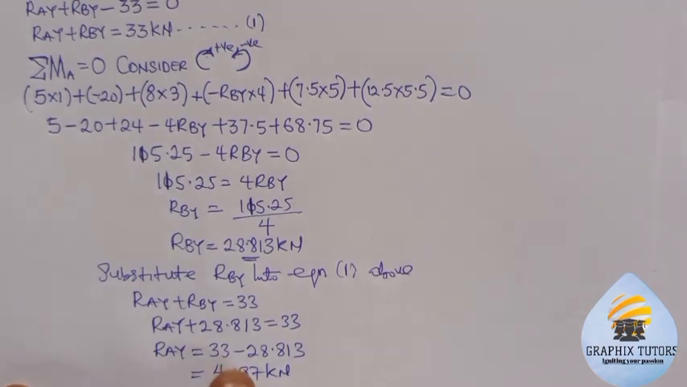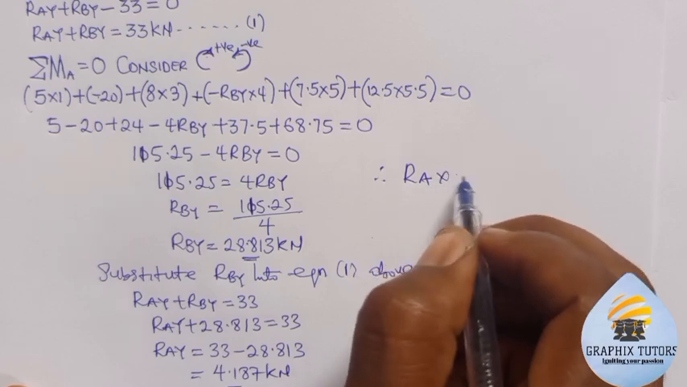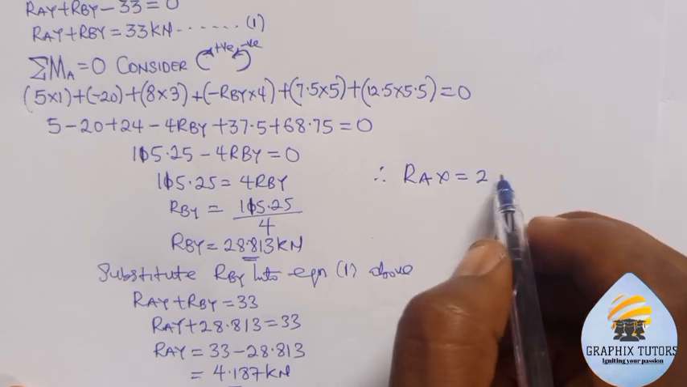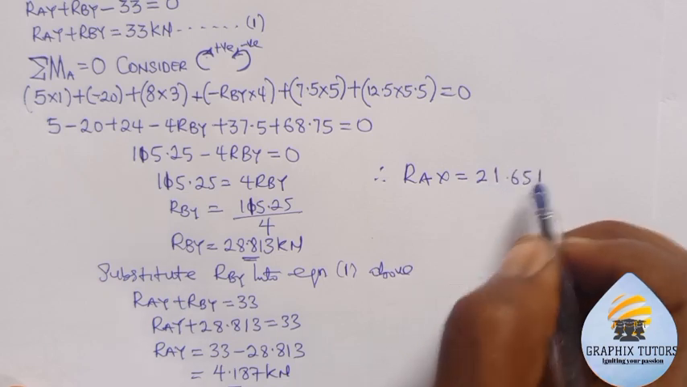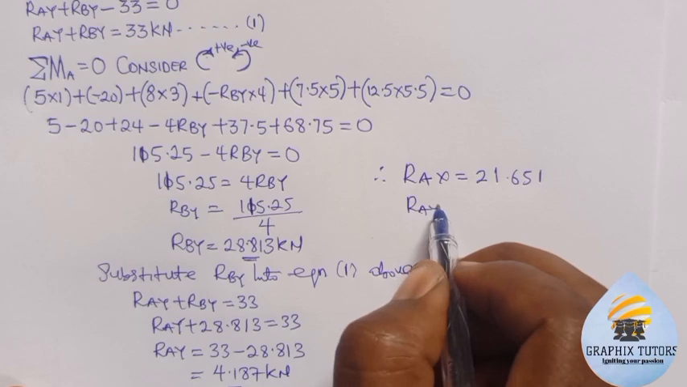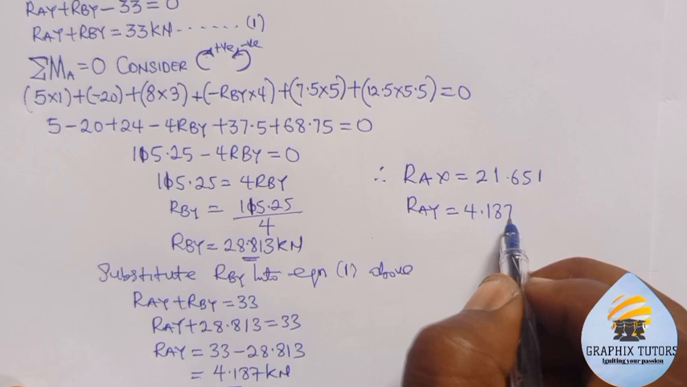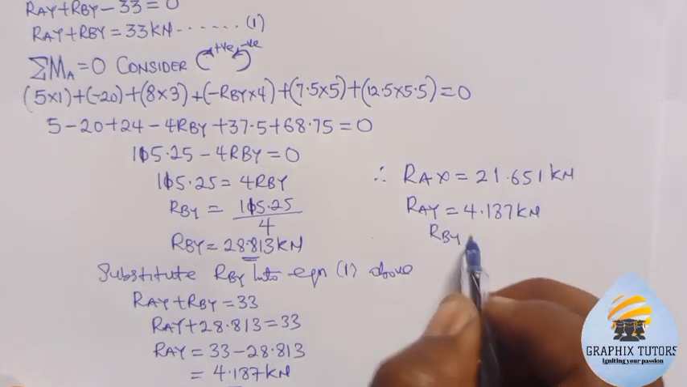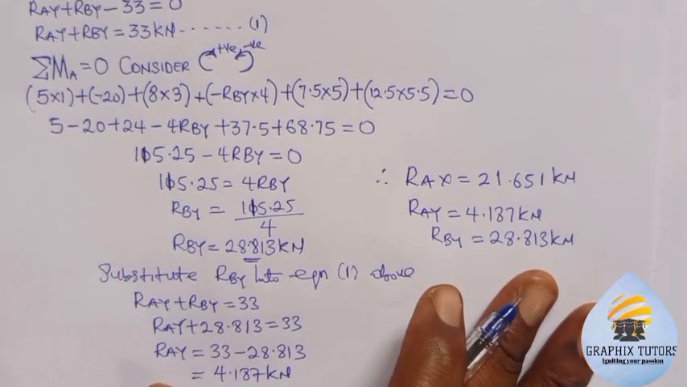So this is the reaction at RAY. Therefore my RAX will calculate to give us 21.651. RAY calculates to give me 4.187 kilonewton. Then my RBY will give us 28.813 kilonewton. Now this is all what we have here.